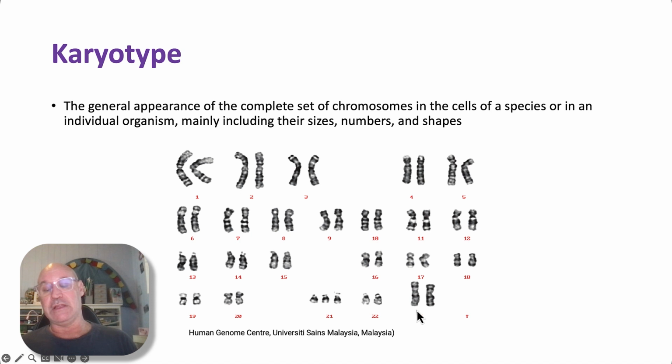And of course, a human who's assigned female at birth has 2 X chromosomes, and somebody assigned male at birth has an X and a Y chromosome. So we can look at a karyotype and identify whether there's any differences to the normal number of chromosomes. And there is actually a difference on this particular karyotype here. I'm wondering if you can find it. We're going to look at it again in a minute.